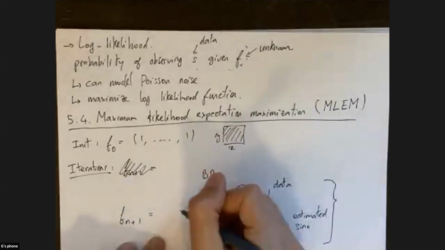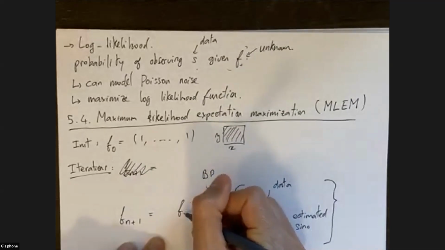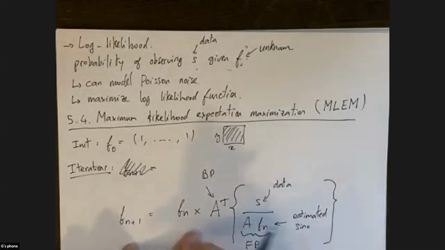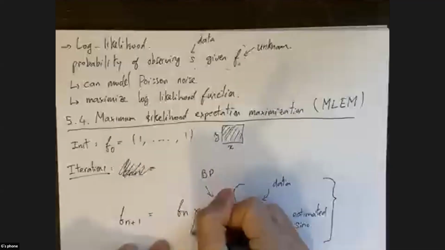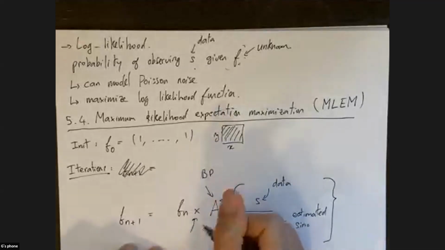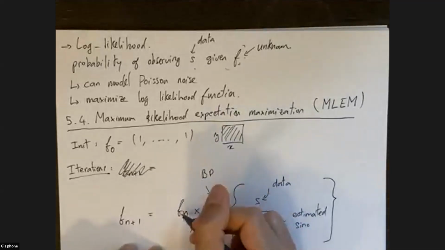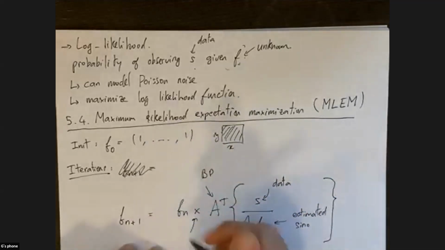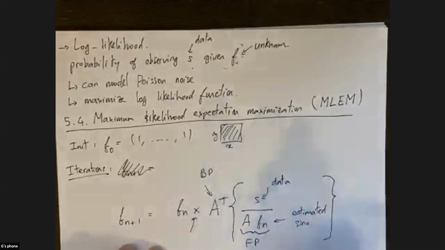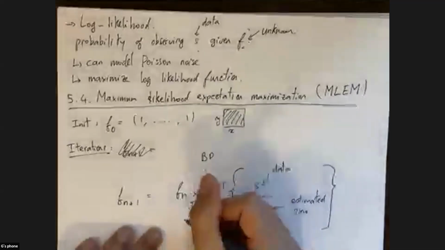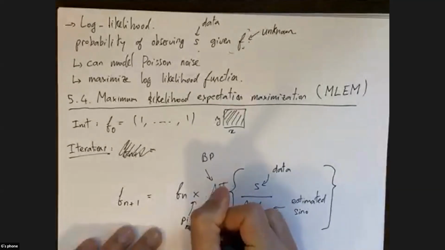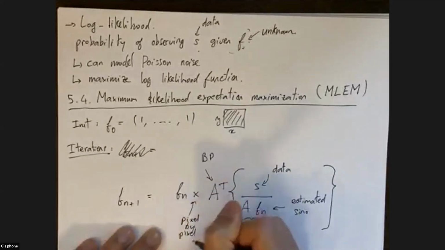So that's here. We're going to take f of n, that's the previous image, and we're going to multiply it. Here, multiply is again for each pixel. So it's a pixel by pixel multiplication. This is an image, this is an image, and we're just going pixel by pixel and multiplying.